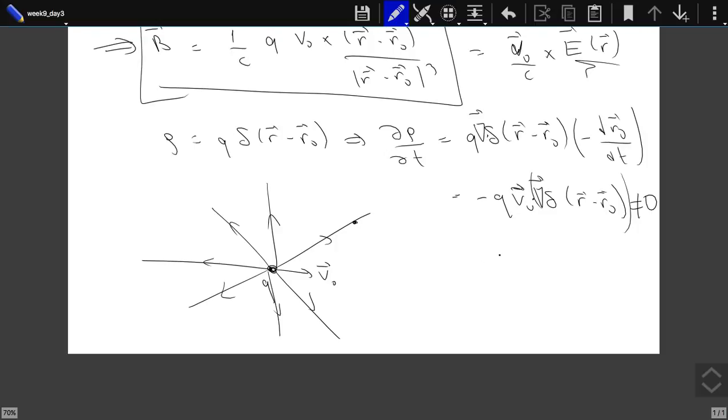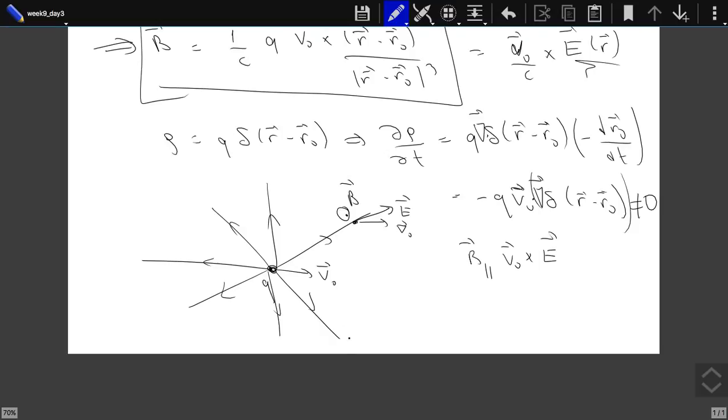Well, you see, the magnetic induction is parallel to V0 cross E. At this point, this is the direction of E. Well, V0 is always in this direction. So V0 cross E is out of the board. So this is the direction of magnetic induction.